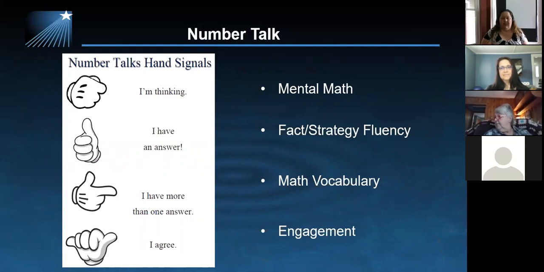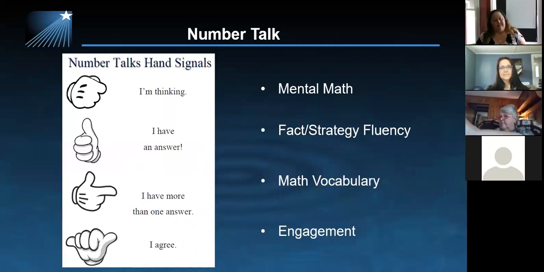I'm not having students write it out themselves, because I want them to communicate with me and use their math vocabulary, and talk about the math. That's the whole point of a number talk. But it also is very engaging for students.